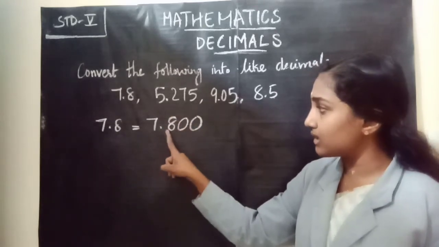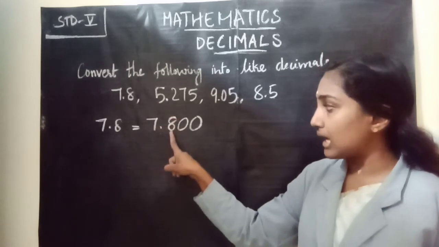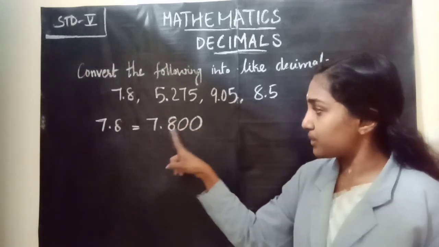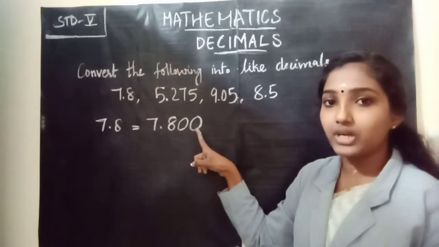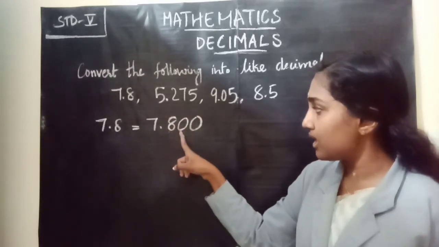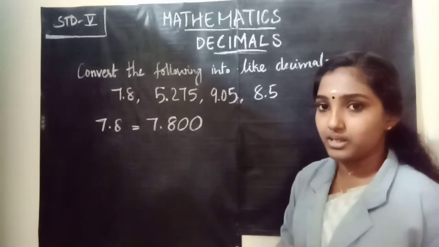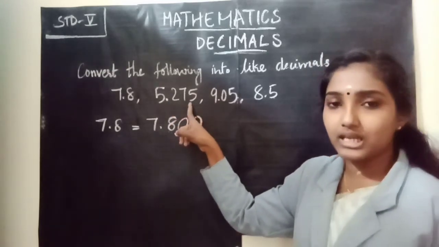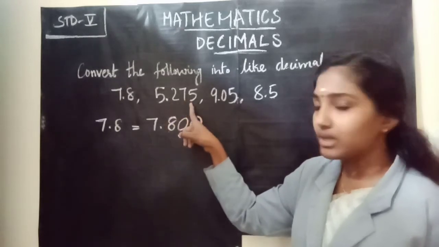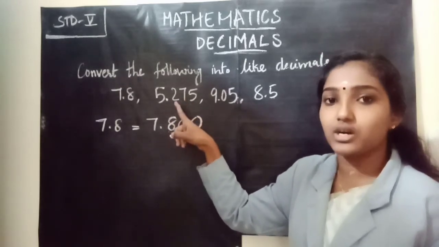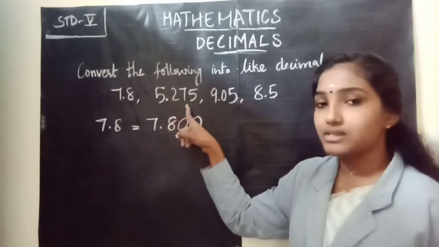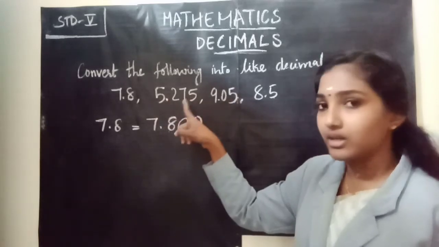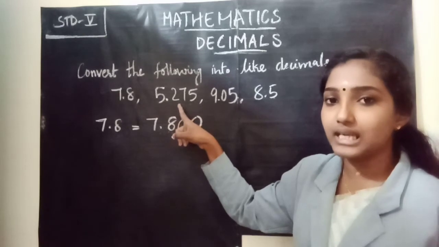So now the number is 7.800. Okay, 7.800 has got three decimal places: 10th place, 100th place and 1000th place. Okay, then 5.275, does it need any change? No, there is no need of any change because it already has three decimal places and it is the number with the most decimal places in this list, right? So this number does not need any change.